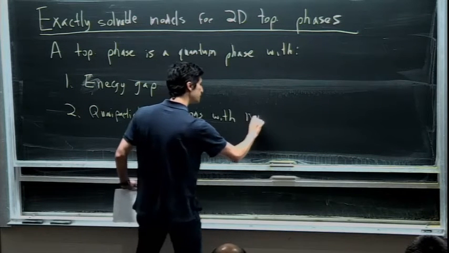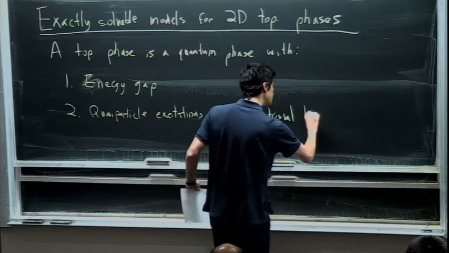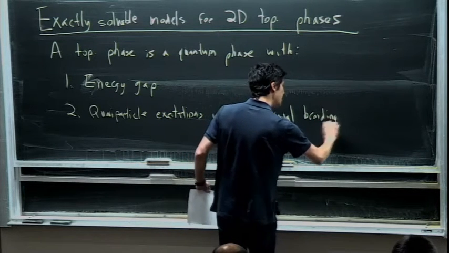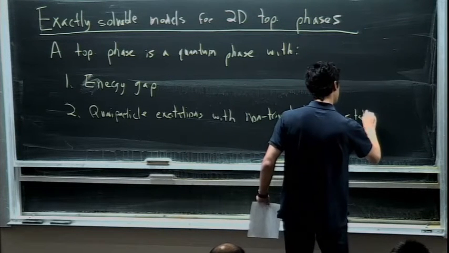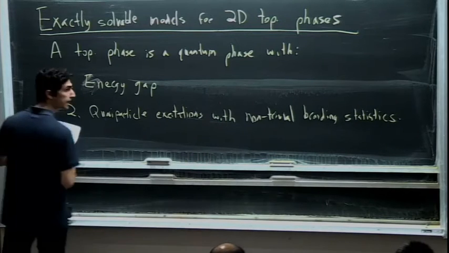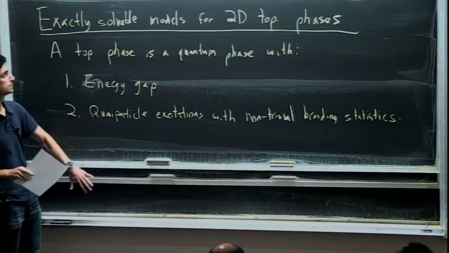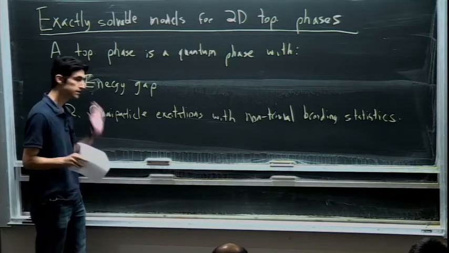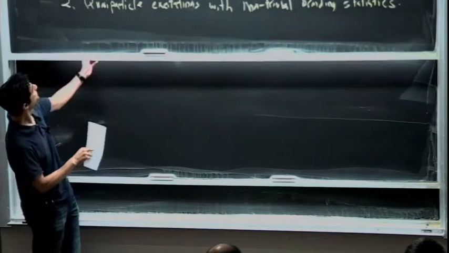So for my purposes, I'm not going to be talking about symmetry or anything like that. I'm going to be interested in phases where we have this interesting property that the excitations have non-trivial braiding statistics. It's a property that's independent of any symmetries. In fact, the models that I'm going to be discussing basically don't have any symmetry, or whatever symmetry they have is totally irrelevant to all the physics I'm going to be discussing.